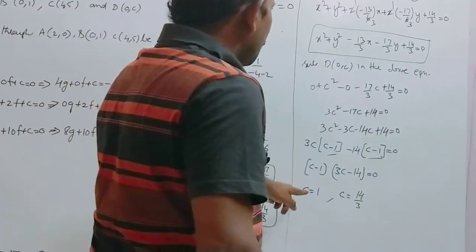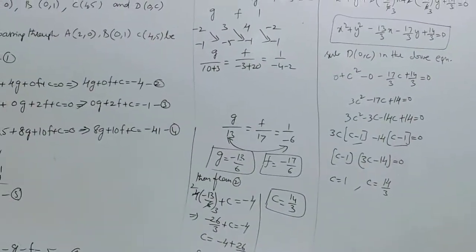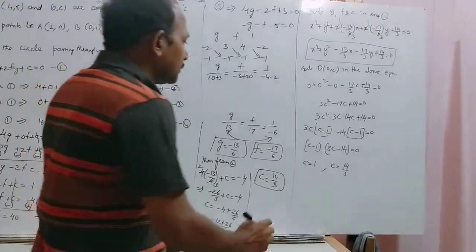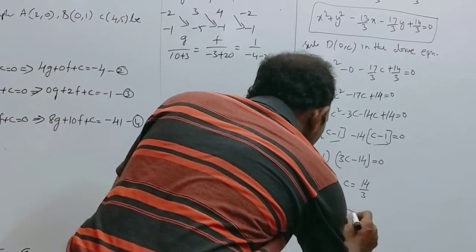Here C becomes 1, then the point is nothing but 0, 1. It is already given 0, 1. And hence the C value is, therefore C is equal to 14 by 3.